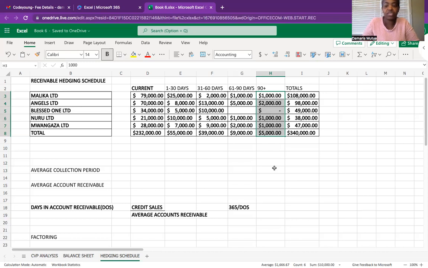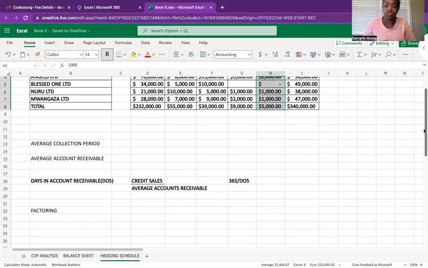Another way we can manage our accounts receivable is through factoring, where we transfer our accounts receivable to a third party. This is a professional firm that is basically collecting debts on behalf of the organization. So we transfer our receivable to a firm that is well equipped, that is more aggressive than us as an organization. They're able to follow up on this receivable to make sure that they are paid in time.